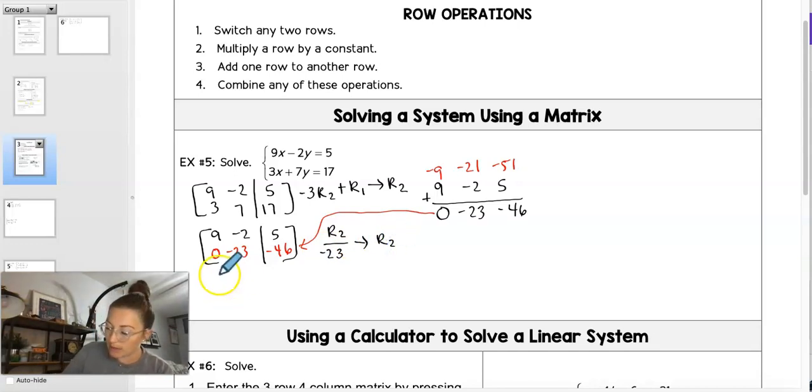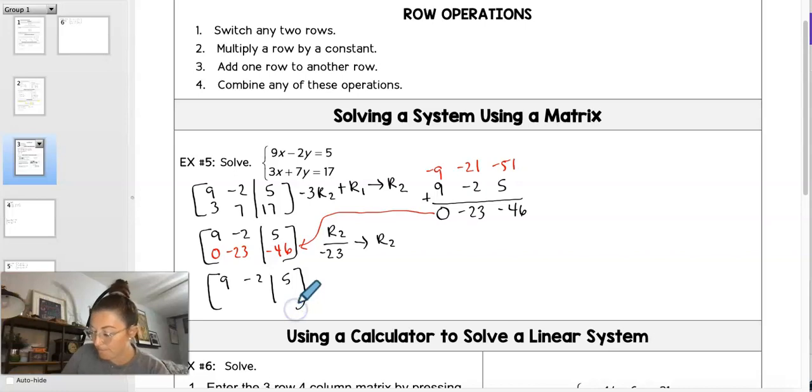So again, row 1 is not changing, so we're just going to copy it down. Okay, and then I'm going to go to row 2. Hopefully we can just do this in our head. I hope we're to a point. I can do this in my head. So I'm just going to do 0 divided by -23 is 0. -23 divided by -23 would give me 1. And -46 divided by -23 would give me a positive 2.